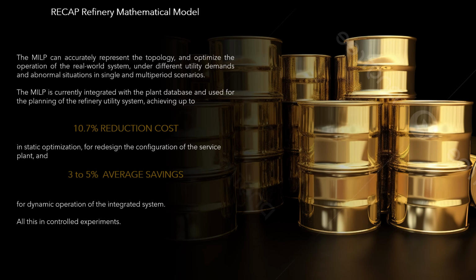The model is currently integrated with the PETROBRAS plant database and used for the planning of the refinery utility system, achieving up to 10.7% cost reduction in static optimization for redesign of the configuration of the service plant, and 3 to 5% average savings for dynamic operation of the integrated systems. All this in controlled experiments.